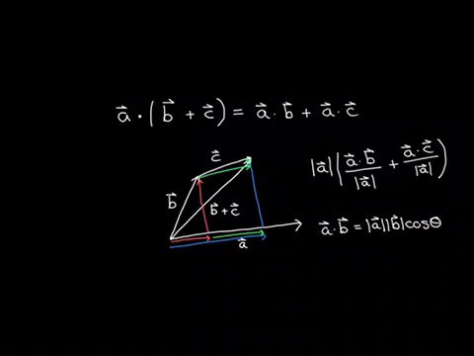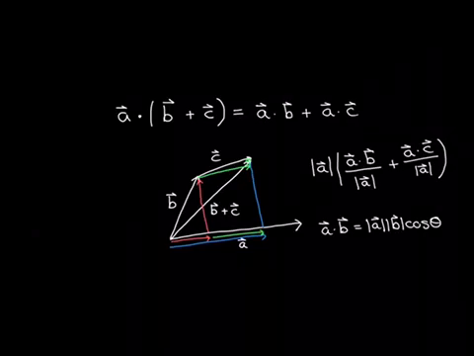So if we want to now work out what the dot product of a with b plus c is equal to, then we need to take the length of vector a and we need to multiply it by the length of the component of b plus c that's in the direction of a. But we've just agreed that that is equal to the length of the component of vector b that is in the direction of a plus the length of the component of vector c that is in the direction of a.